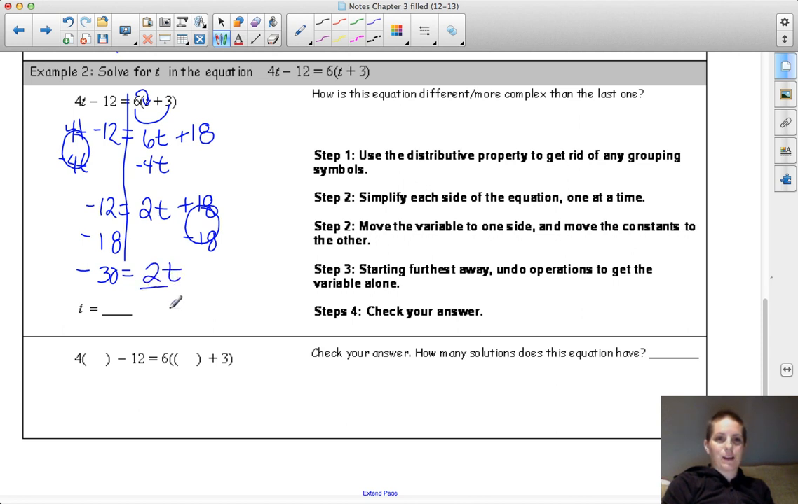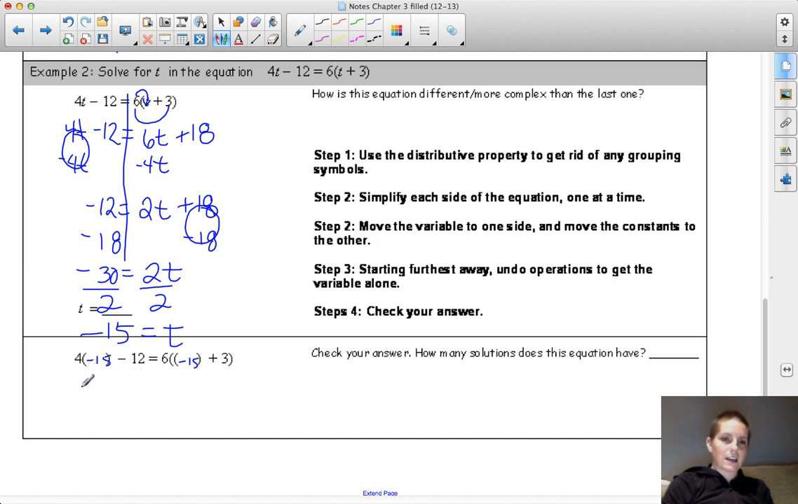Divide both sides by 2. So that negative 15 is equal to t. We take that negative 15 and we plug it in. Negative 4 times negative 15, then subtract 12, is equal to 6 times negative 15 plus 3.